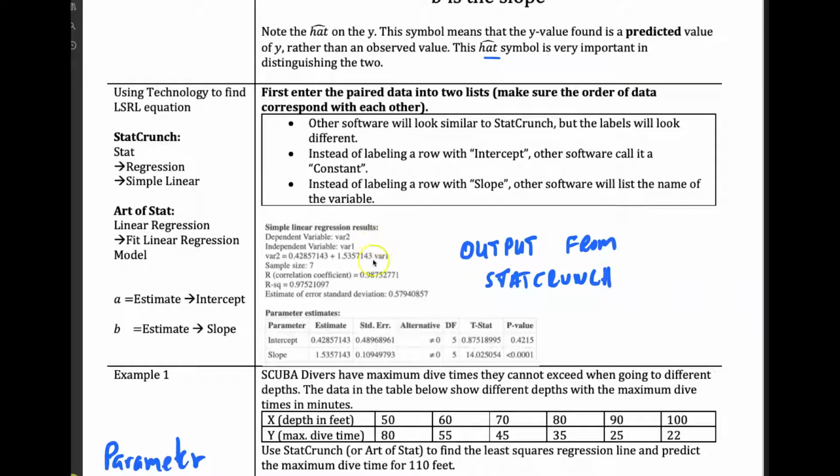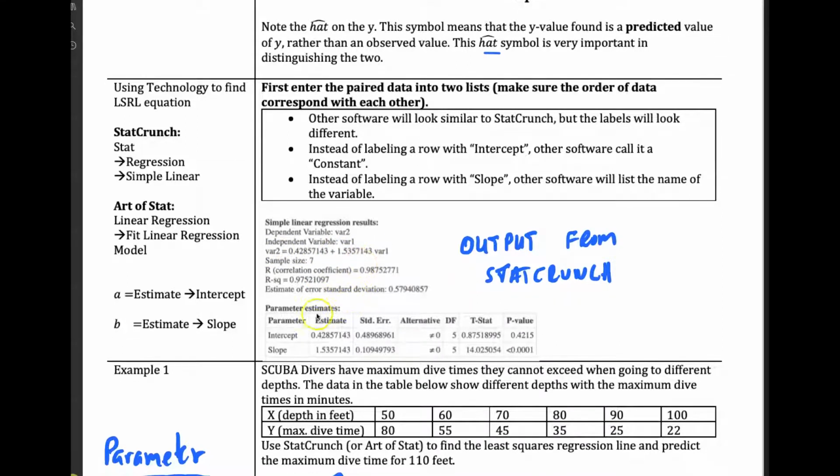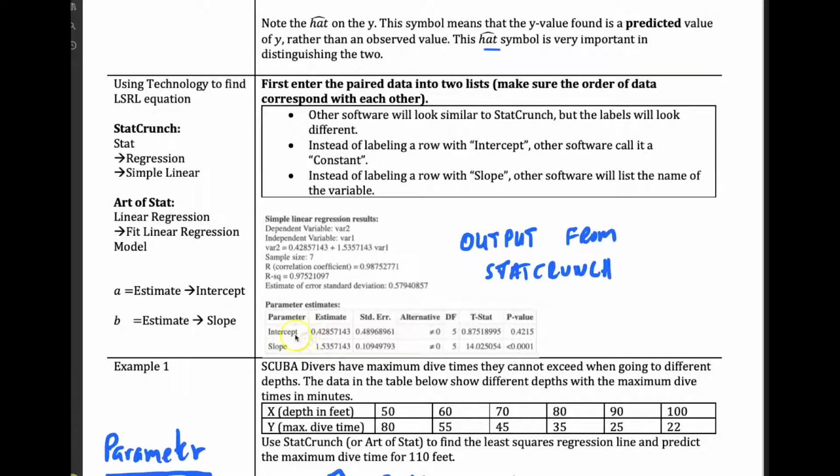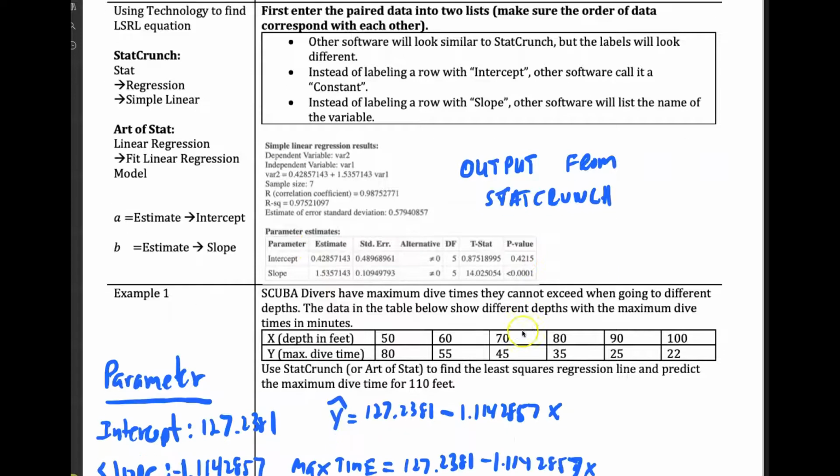This is a sample output from StatCrunch. It can look overwhelming, but if you look carefully, you'll see what the variables are. The correlation coefficient, the R value. You get the line of best fit equation here. You also get the intercept and slope in here. You will see it down here in the parameters. So let's go ahead and take a look at how we actually do that.